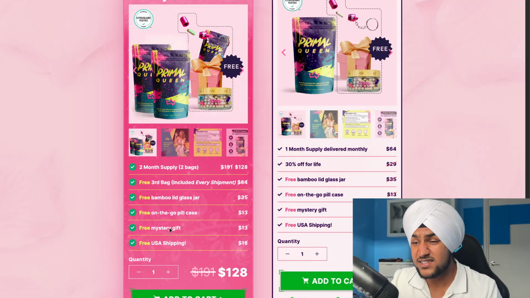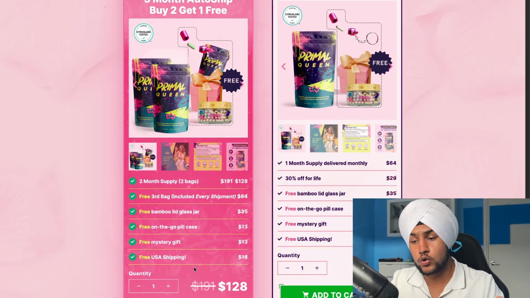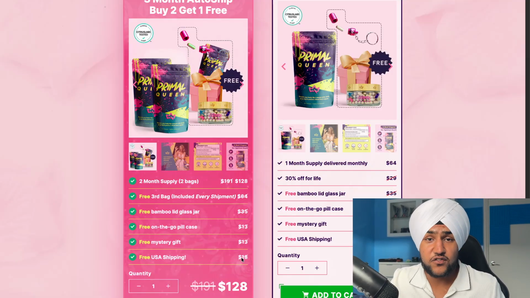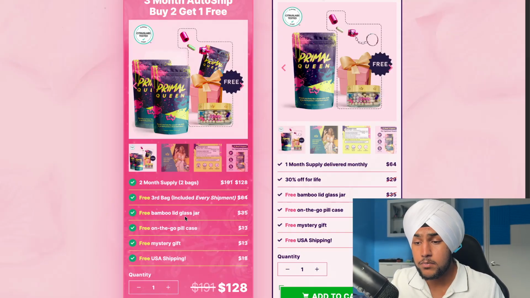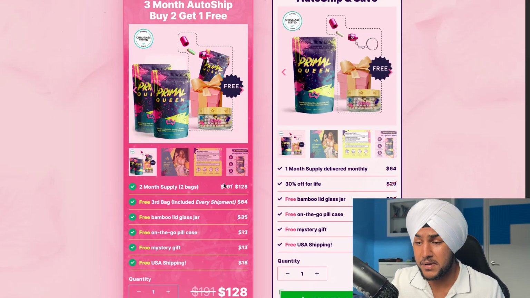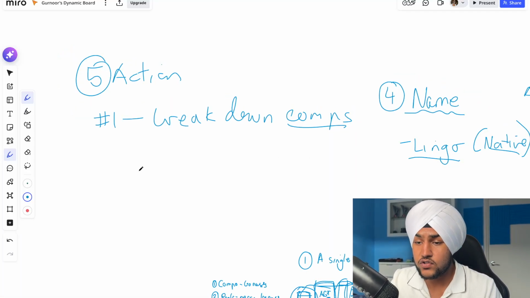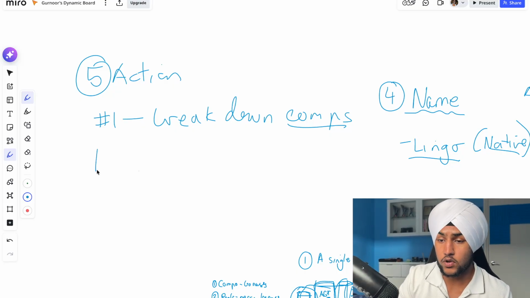Free mystery gift. That can be something you want to add as well. You can include your shipping price into your main offer price, and you can literally just frame it as a bonus as well. Free bamboo lid glass jar, probably costs a couple of dollars at max to make, right? And they charge $35 for it. Free third bag, and obviously you know the rest, right? So that's the first thing that you want to do.